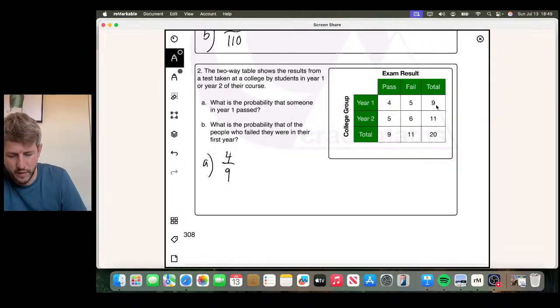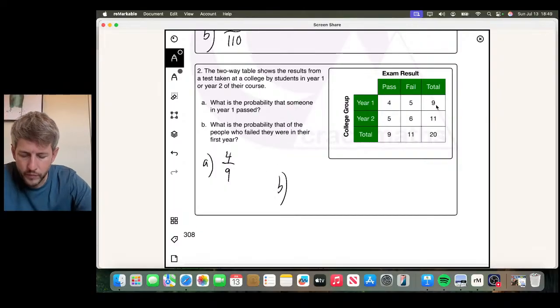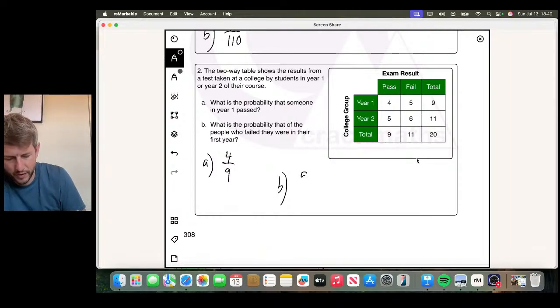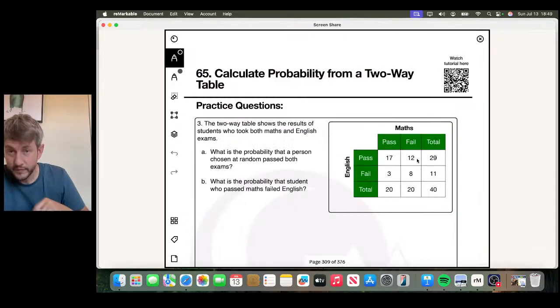Okay, and then we've got B. What is the probability that of the people who failed, they were in their first year? The people that failed were these 11 people. The probability that they were in their first year, there's 5 in their first year out of those 11. So that'll be 5 out of 11. Okay. Question 3.